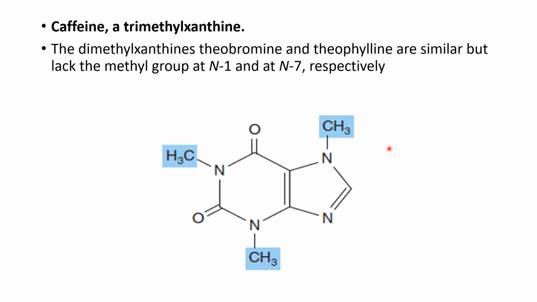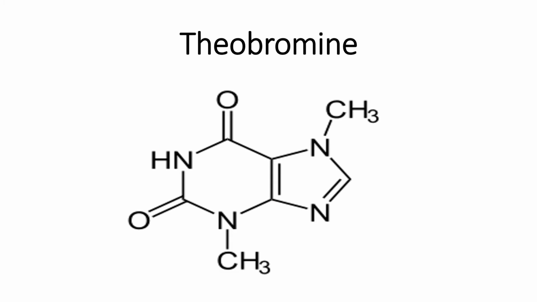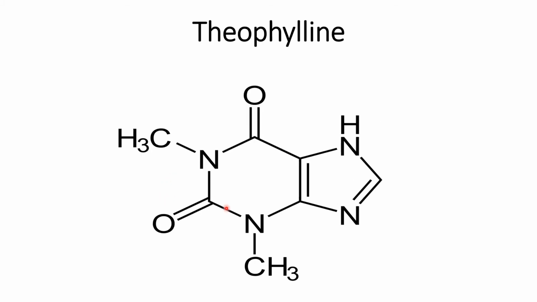The trimethyl xanthine, it is present in the coffee. And the dimethyl xanthines, just like theophylline and theobromine, are also present. The structure of theobromine, that is, the methylation takes place at the 3 and 7 position instead of at 1 position. And similarly, the theophylline, the methylation takes place at 1 and 3 position instead of at 7 position. The theophylline, it is present in the tea, and this theophylline, it is the bronchodilator.